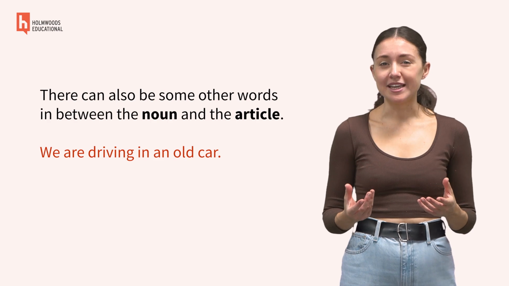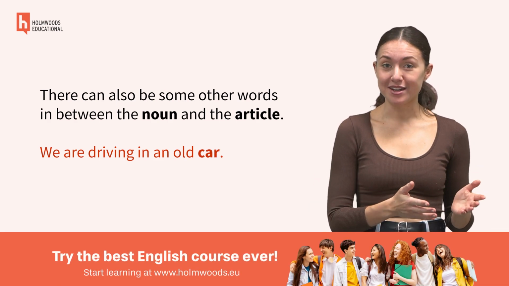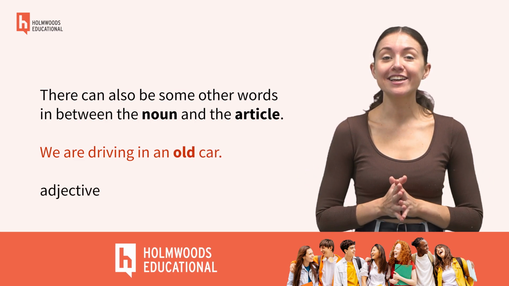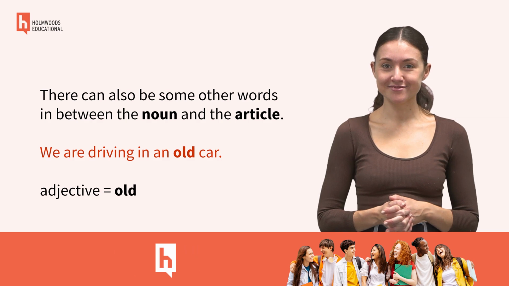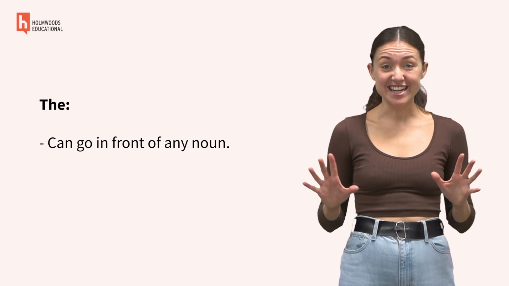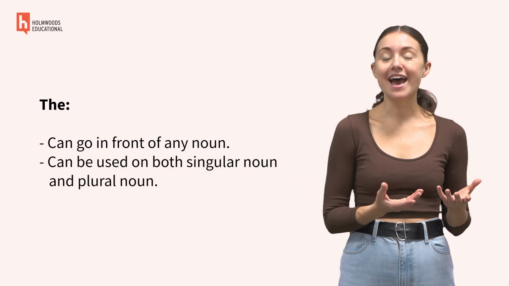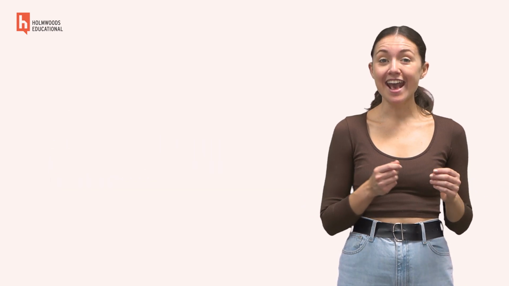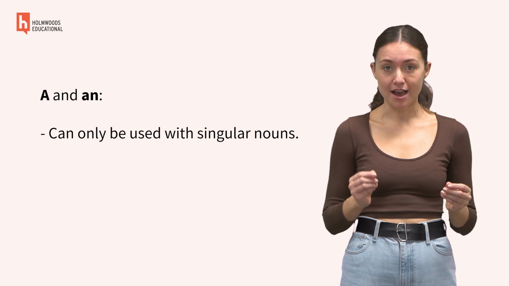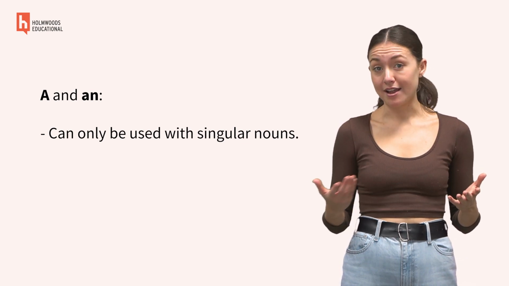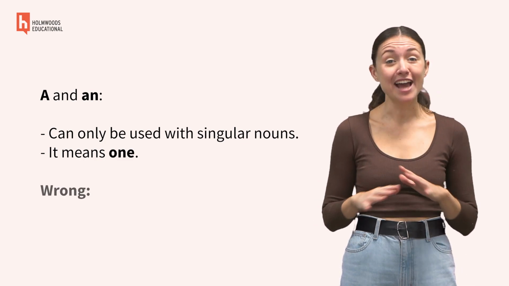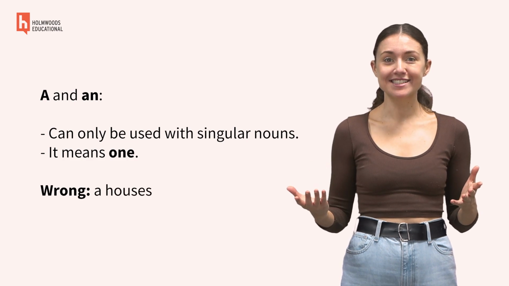There can also be some other words between the noun and the article. For example, adjectives like old. The article the can go in front of any noun, both singular and plural. A and an can only be used with singular nouns because a or an means one. So I cannot say a houses.